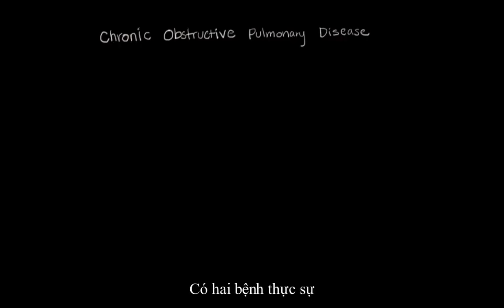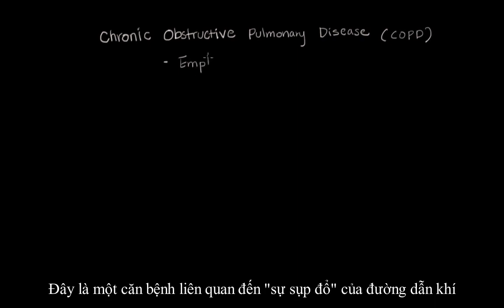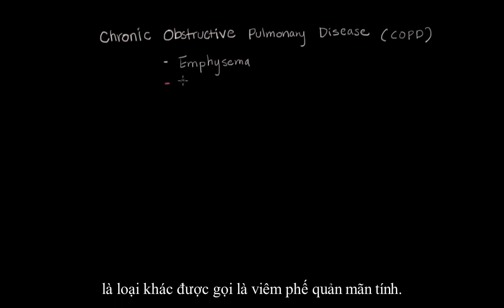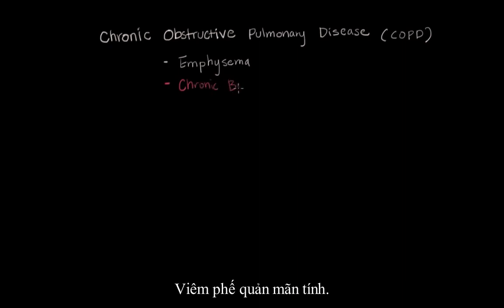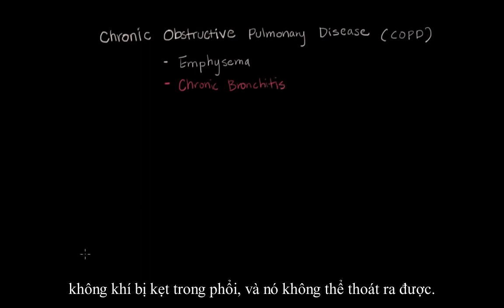There are actually two diseases that fall under the umbrella of chronic obstructive pulmonary disease, which we just call COPD as an acronym. The first one of these is emphysema. This is a disease that has to do with airway collapse due to change in the structure of the walls. What I'm going to talk about today is the other category called chronic bronchitis. Now, both of these are obstructive, meaning air is stuck in the lungs and it can't get out.